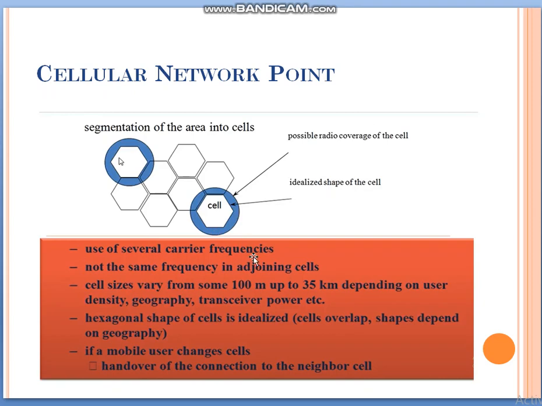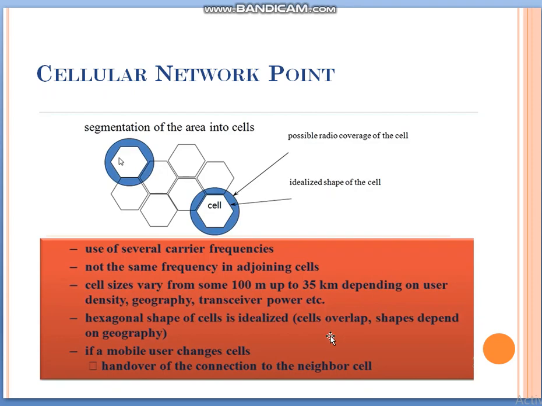Possible radio coverage of the cell, idealized shape of the cell, segmentation of the area into cells. Use of several carrier frequencies, not the same frequency. Adjoining, neighboring cells do not use the same frequency. Cell size varies from some 100 meters to 35 kilometers depending on the user density and geography.